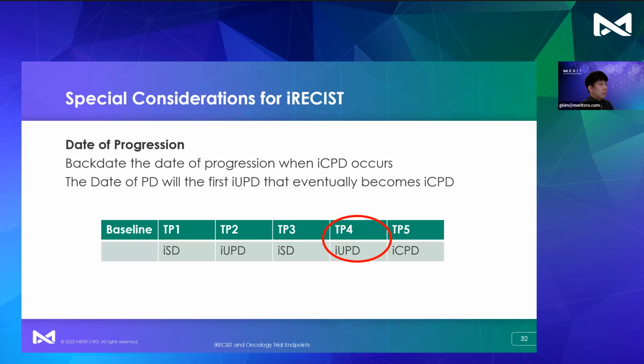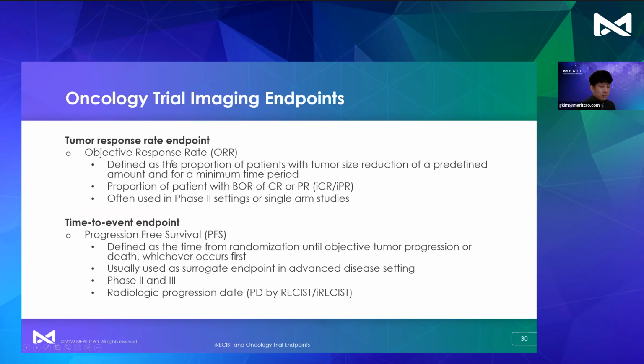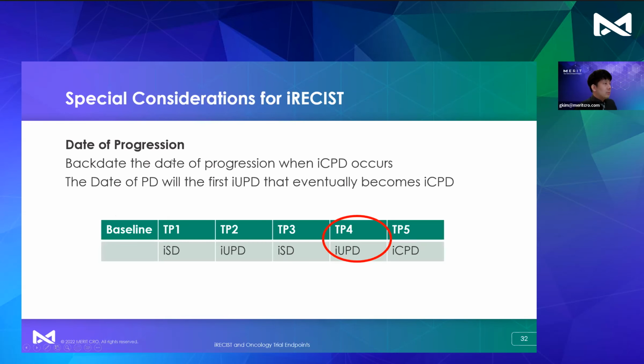For some special consideration for iRECIST, we have a date of progression that may look slightly different from RECIST 1.1. So the progression date will be backdated to the original progression date where IUPD has occurred that has led to the ICPD.